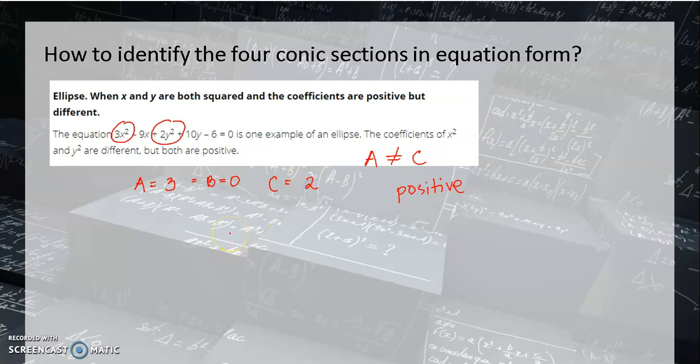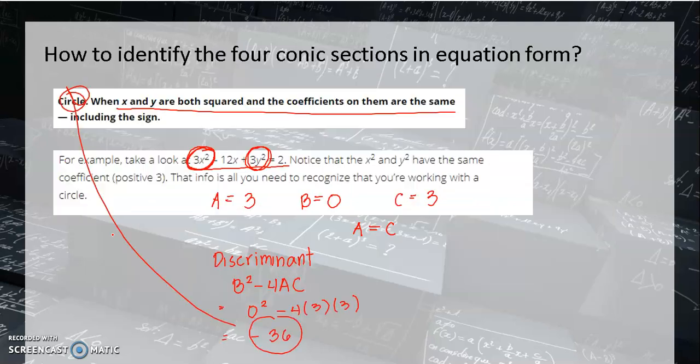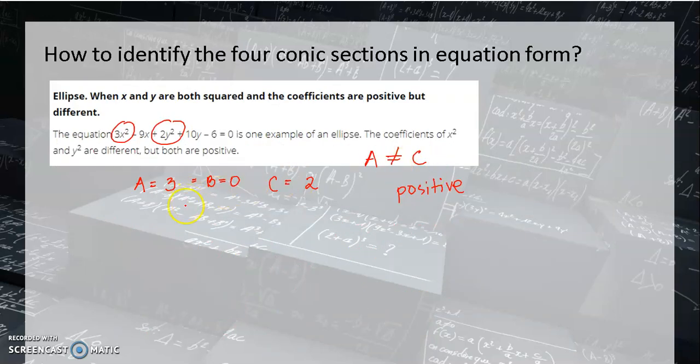The only clue here is if it's a, that's the number beside x squared. If it's b, that's the number beside xy. And if it's c, that's the number beside y squared. So let's check the discriminant. If it's an ellipse, the discriminant should be negative. So let's substitute. 0 squared minus 4ac, and that equals negative 24. So that's negative, meaning to say we are dealing with an ellipse.